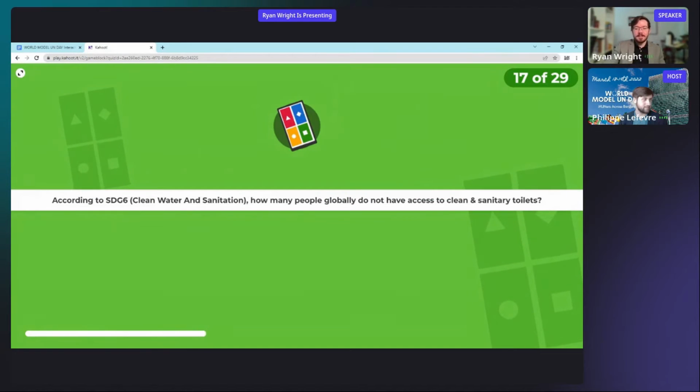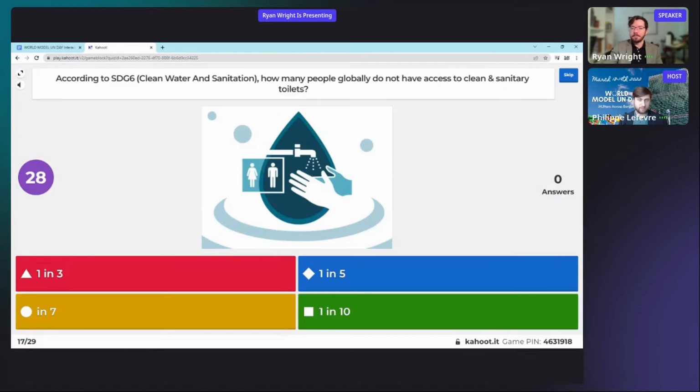According to SDG 6, how many people globally do not have access to clean and sanitary toilets? I think we think about clean water a lot for SDG 6, but I usually don't associate it with sanitation as much. So this was an interesting one to kind of learn about for this.